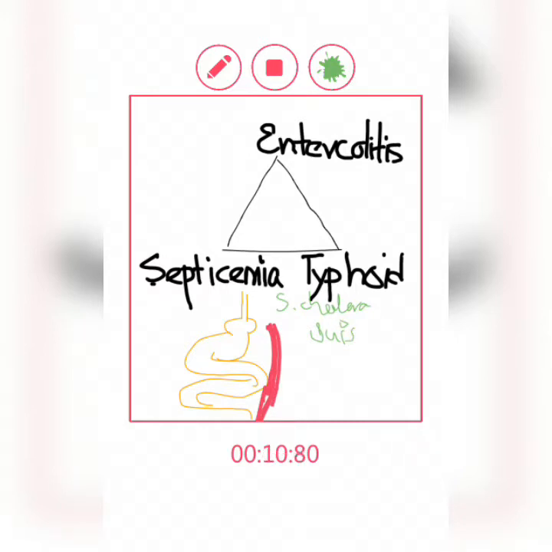Now, in this, what happens is the organism has sufficiently entered from the intestine into the blood, resulting in bacteremia. From the blood, it goes mostly to the brain, resulting in meningitis, lungs, resulting in pneumonia, and even bones, resulting in osteomyelitis.